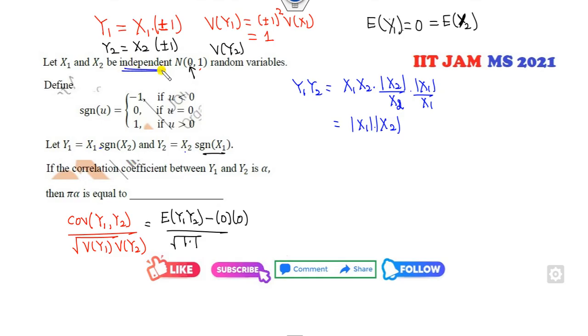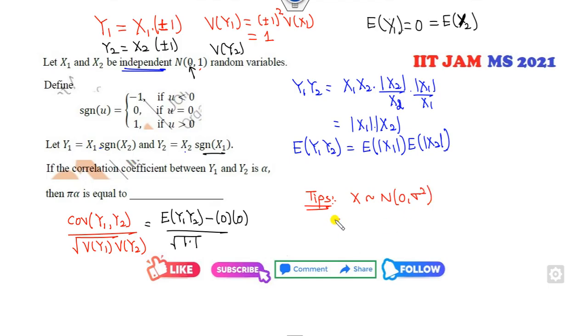Fine. Now they are given as independent. If x1 and x2 are independent, then the modulus of this is also independent. Now how can you find this value? Let me give you the tips. If x follows a normal distribution with mean 0 and variance sigma square, then the expected value of the modulus is square root of 2 over pi into sigma. And if you want to find the variance also, the variance formula is sigma square into 1 minus 2 over pi.